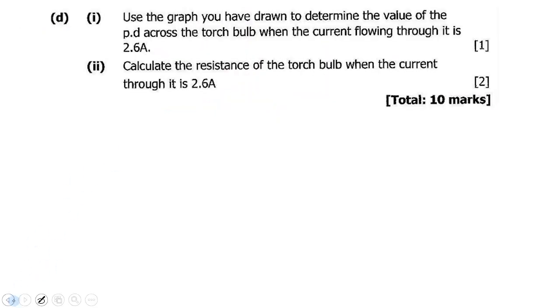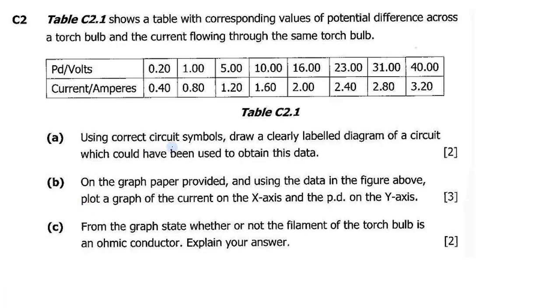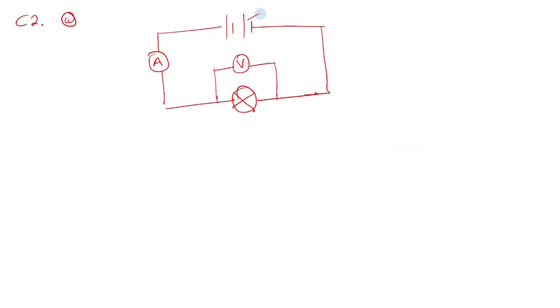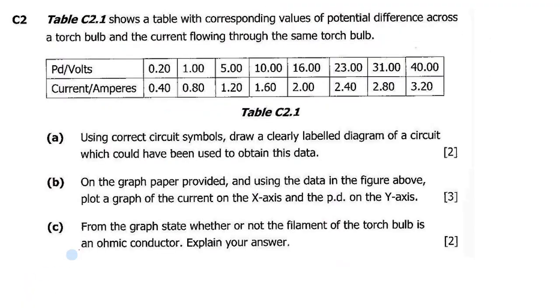So the question says, using correct circuit symbols, draw a clearly labeled diagram of a circuit, so you'll label it. This one, battery. This one, voltmeter. This one, bulb. Then this one, ammeter. That's all.